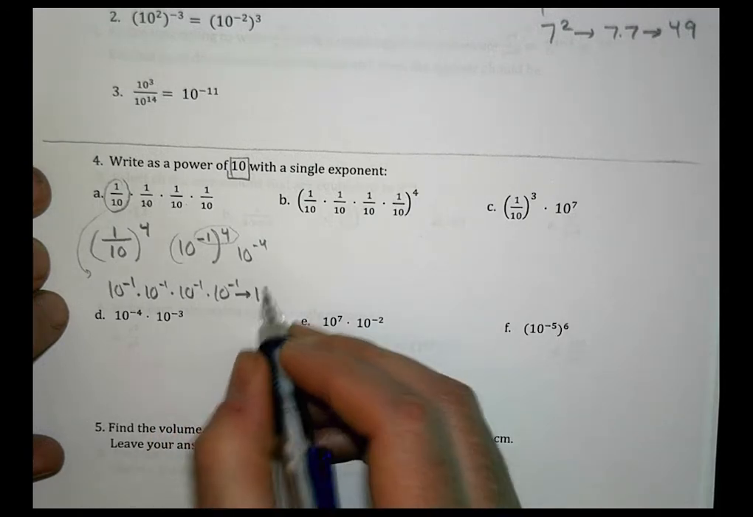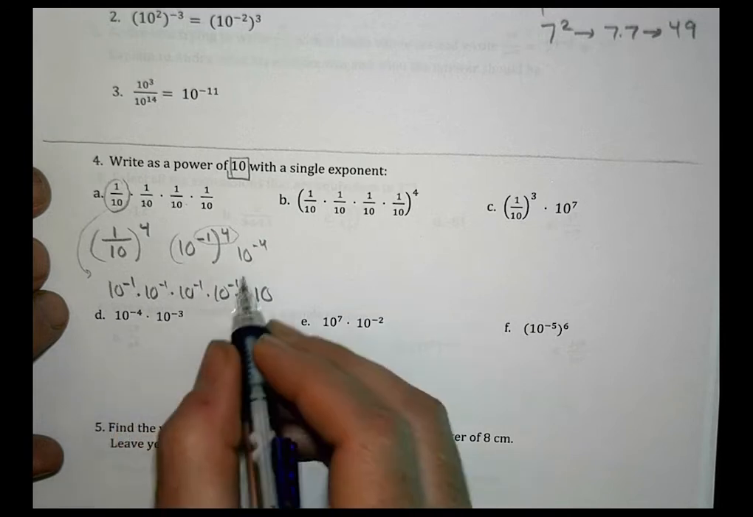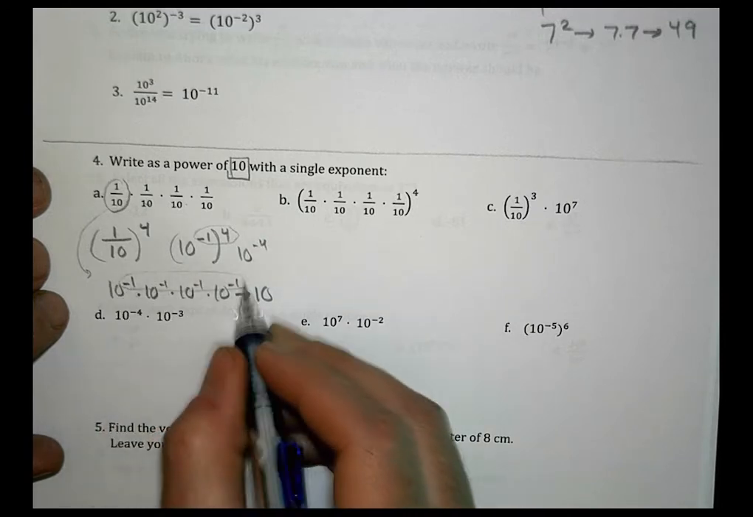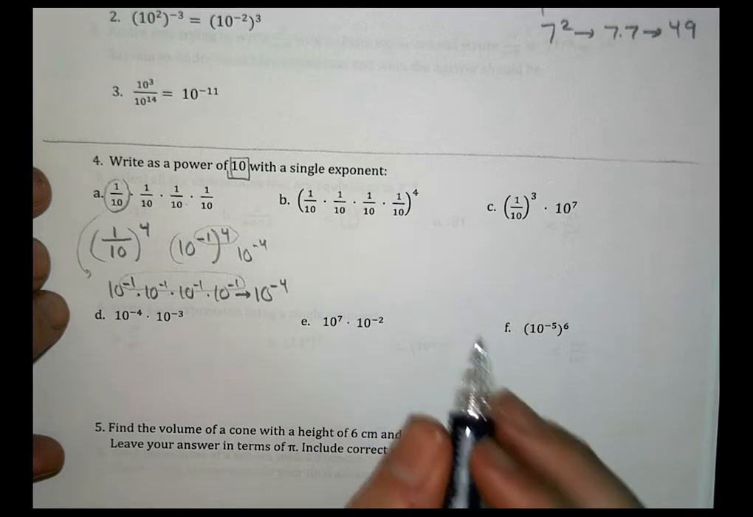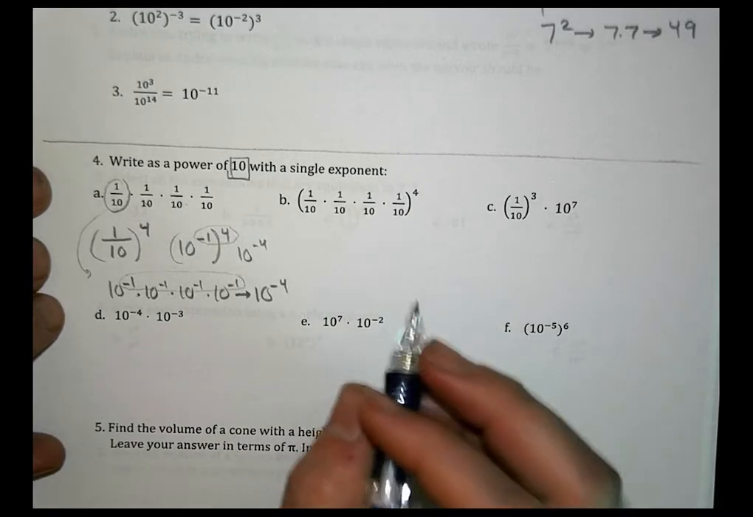Now when I combine those, if I'm multiplying all these together, I simply add all my negative 1's up, and that gets you a negative 4. So it's another way of thinking about that one right there.